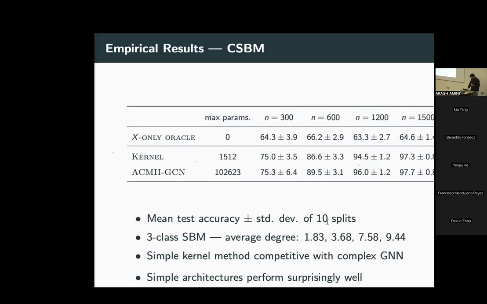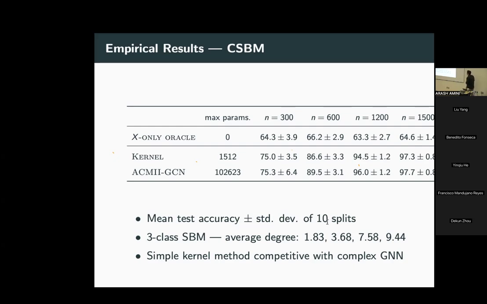Okay, so this is the empirical piece. And so, here are examples of simulations that we did on this so-called contextual stochastic block model, which I'm going to talk about. You can see that as n increases, the degrees are also increasing a little bit. It's a tree class classification.